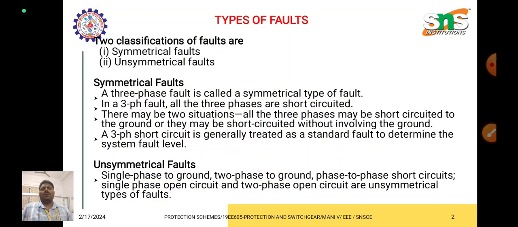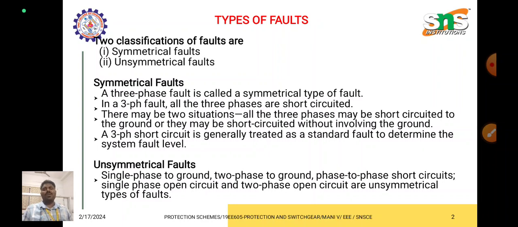Normally, a fault is majorly classified into two types: one is the symmetrical fault and the other is the unsymmetrical fault. The symmetrical fault is a three-phase fault. That is, all three phases are short circuited, or all three phases are open circuited. These are called symmetrical faults.